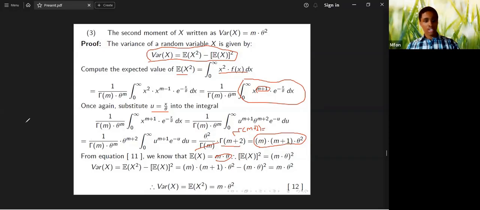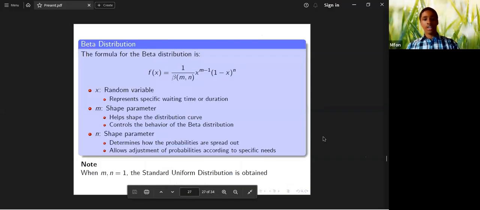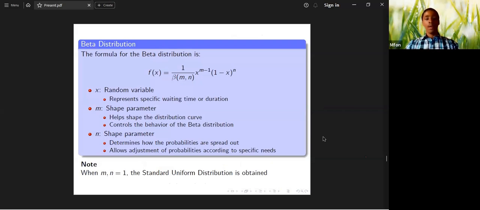So I'll move over to the next one, the beta distribution. Here in the beta distribution, the PDF is represented in terms of the beta function itself as x^(m-1) times (1-x)^(n-1) over the beta function of m and n. Here, x, once again, is a random variable. M is the shape parameter, as it helps define the shape of the curve and controls the distribution of the beta distribution. And also, shape parameter n determines how the probabilities are spread out.